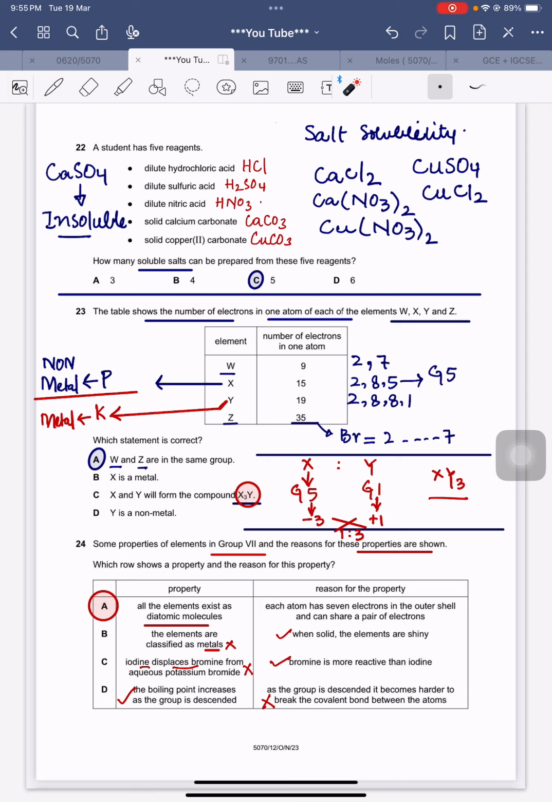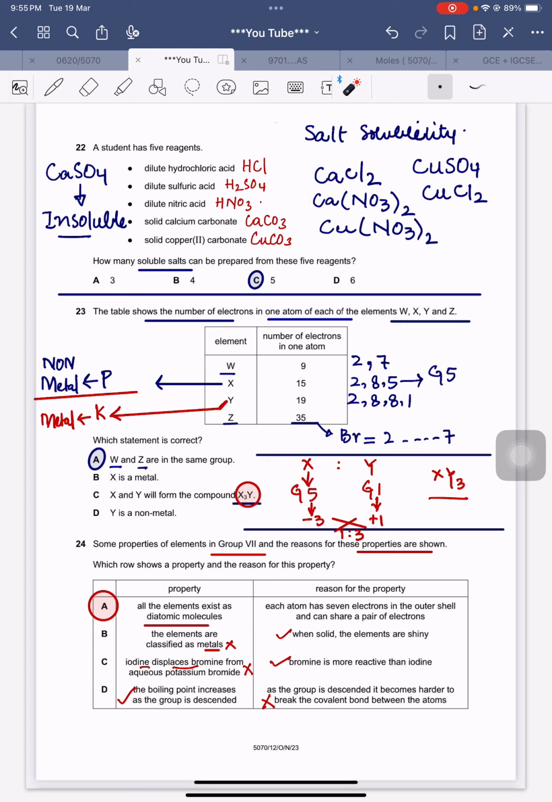Then copper carbonate is going to react with HCl, H2SO4 and HNO3 to make copper chloride, copper sulfate and copper nitrate. So all of these are soluble salts. Here I have written very clearly that calcium sulfate will be prepared from this combination as well, but it is considered an insoluble salt. So if we are looking at the salt solubility, the answer is 5. We have just written all the salts which will be prepared according to the solubility, and they are 5 in number.